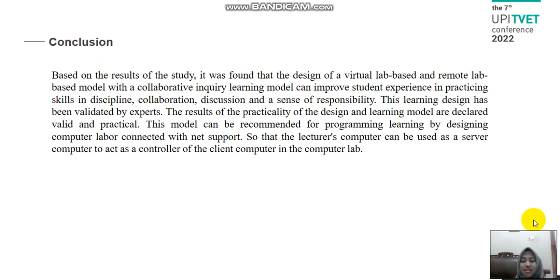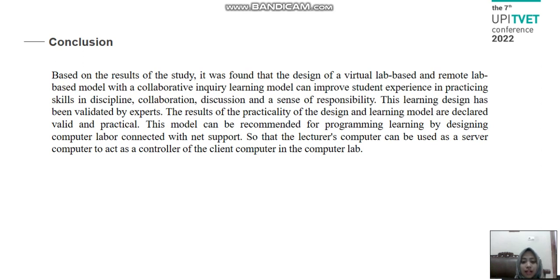Well, from this research, it can be concluded that based on the result of the study, it was found that the design of a virtual lab-based and remote lab-based model with a collaborative inquiry learning model can improve student experience in practicing skills in discipline, collaboration, discussion, and a sense of responsibility. This learning design has been validated by experts. The results of the practicality of the design and learning model are declared valid and practical.